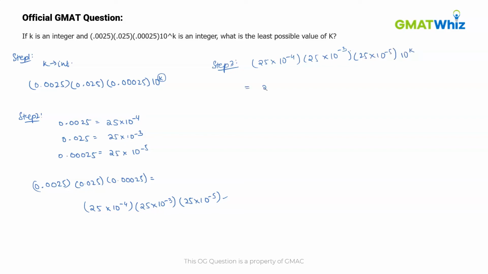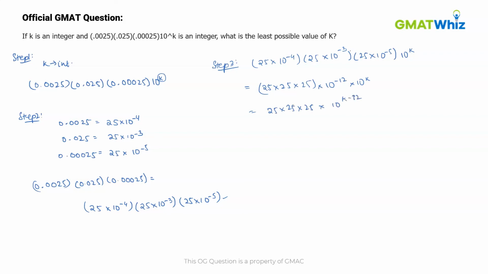should be equal to 25 times 25 times 25, and the power of 10 will be equal to minus 12, and here we have 10 to the power k. Now this is equal to 25 times 25 times 25 into 10 to the power k minus 12.